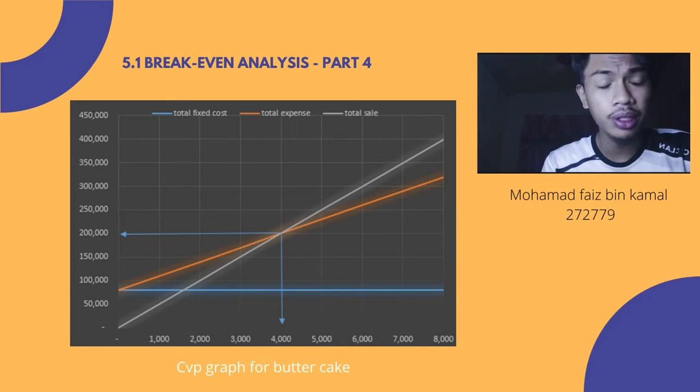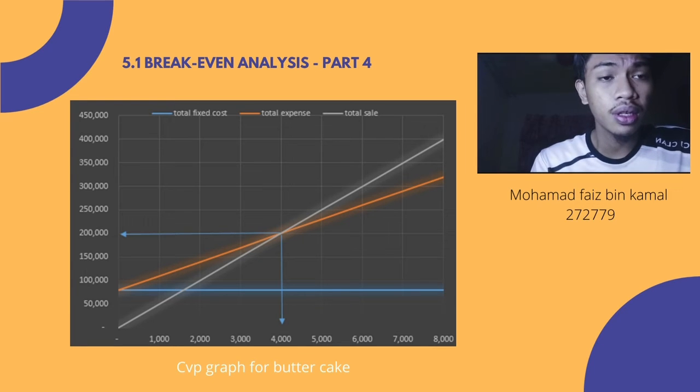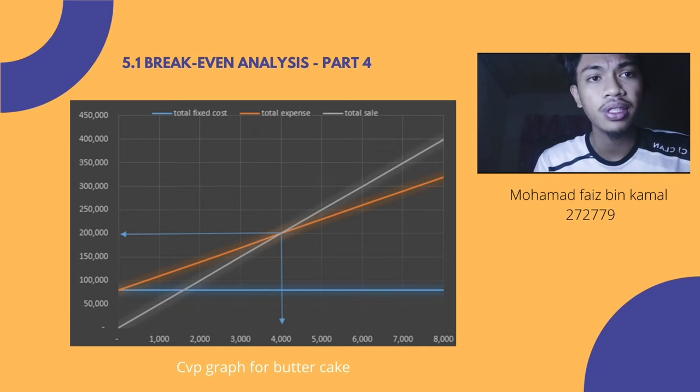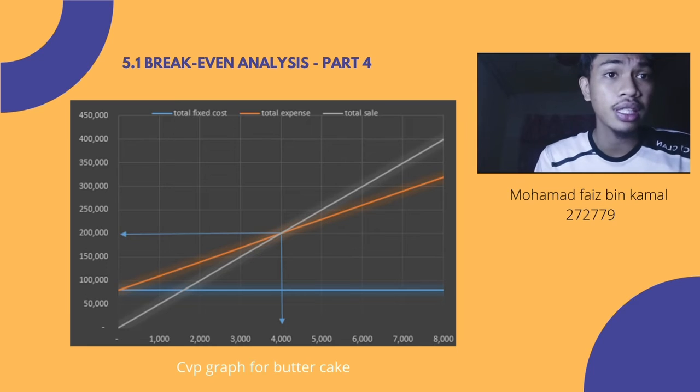Okay, for the next one, we will talk about the CVP graph break-even analysis for the product butter cake. In the butter cake CVP graph, where the total sales, the grey line, and total cost, the orange line, intersect, we are able to determine the break-even point of 4,000 units sold, which is the revenue of RM200,000 that needs to be achieved in order to earn zero profit, covering all the fixed costs and variable costs.